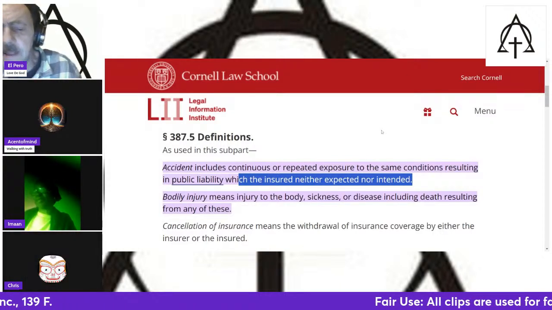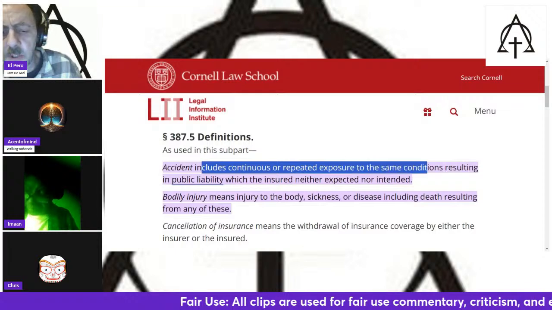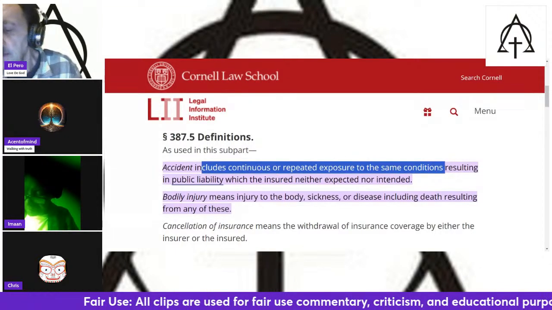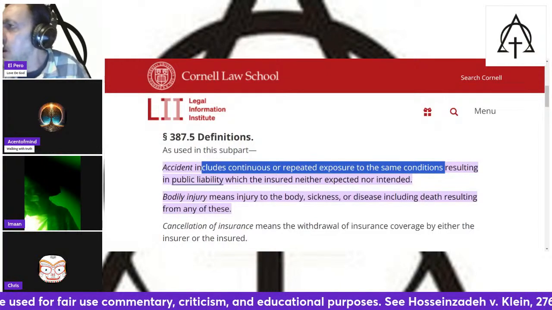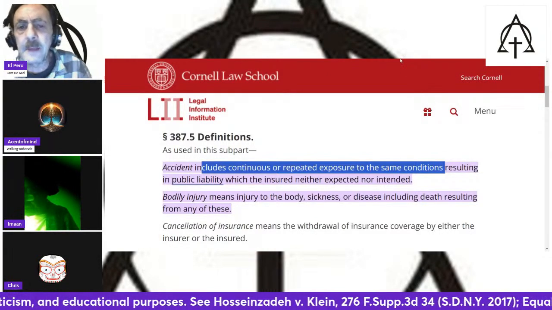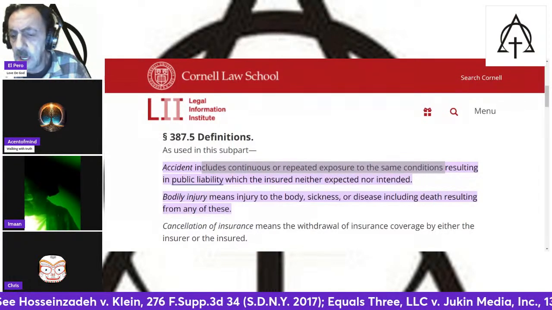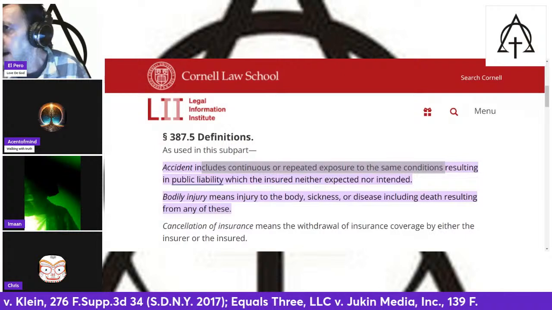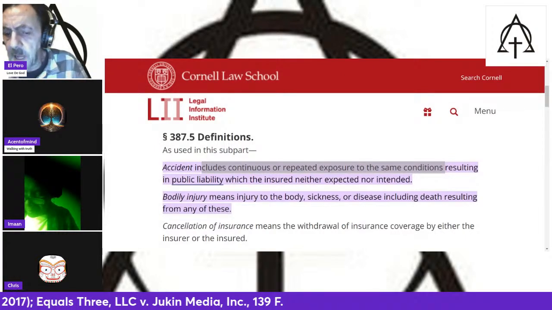So, accident literally means continuous and repeated exposure to the same conditions that you were not aware of, but at some point in time in your life, you should become aware of them, particularly when you have people like myself that are telling you about them and explaining them to you. Again, I can explain it to you, but I cannot comprehend it for you.